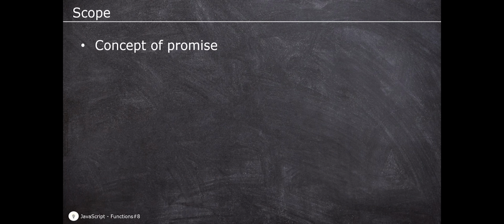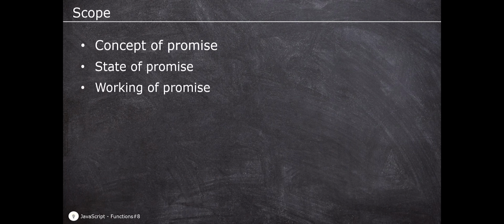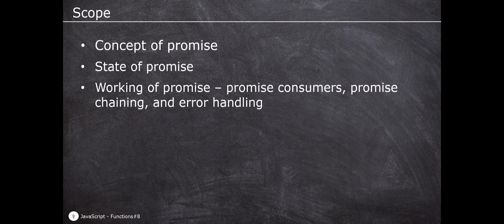In this video, we will start with understanding the concept of a promise. Then we will learn about three different states of a promise object and what they mean. This will be followed by understanding the working of a promise and how we write this code and make asynchronous programs easily readable and manageable. We will learn about promise consumers, promise chaining, and error handling in this as well.